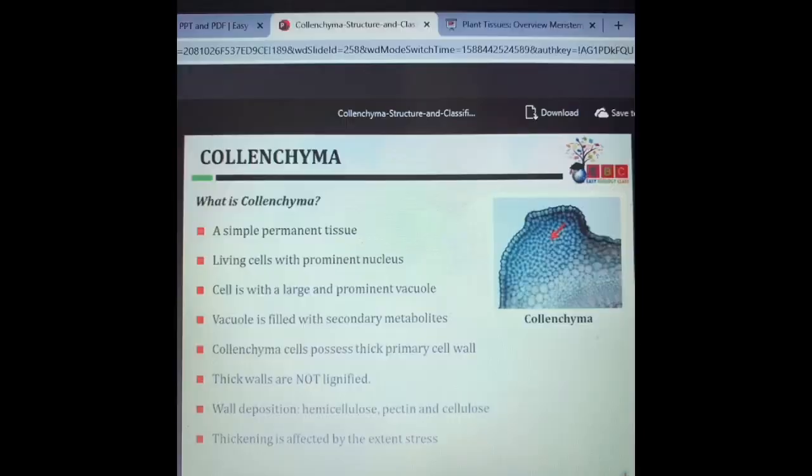As I told you, these cells were initially meristematic cells, then they differentiated into the parenchymatous cells, and now they are growing, they are maturing. As a result, we see thickening in the walls of the cells, and we see a certain specific shape of the cells occurring. Let's see how the collenchyma has been characterized.